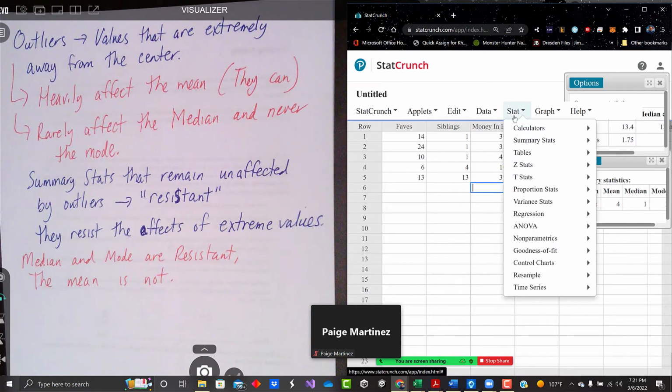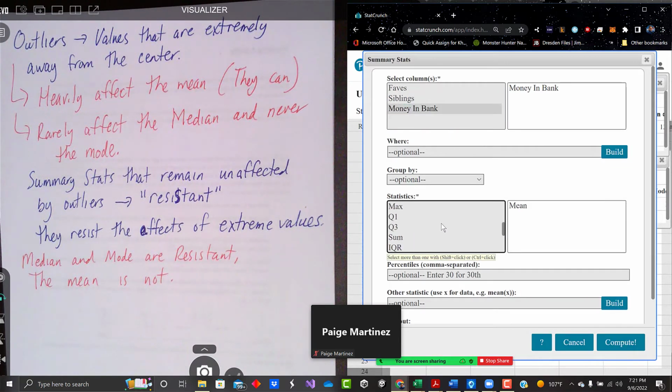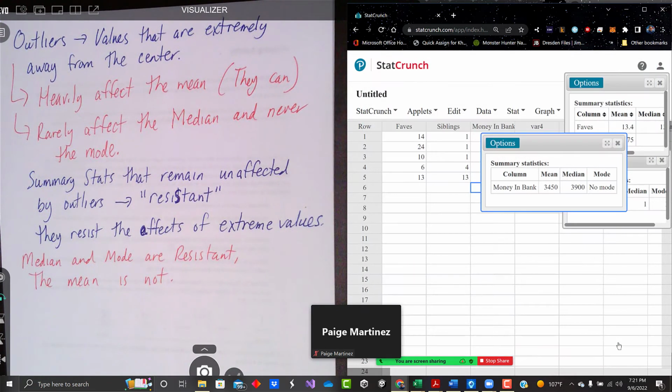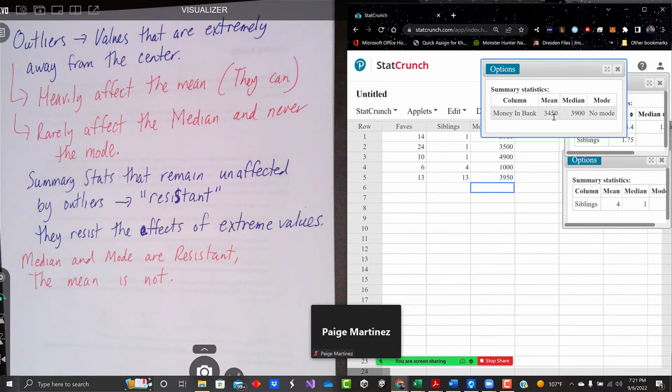So I'm going to look at the summary stats for these made up numbers. So my mean is 3,450. The median is 3,900.